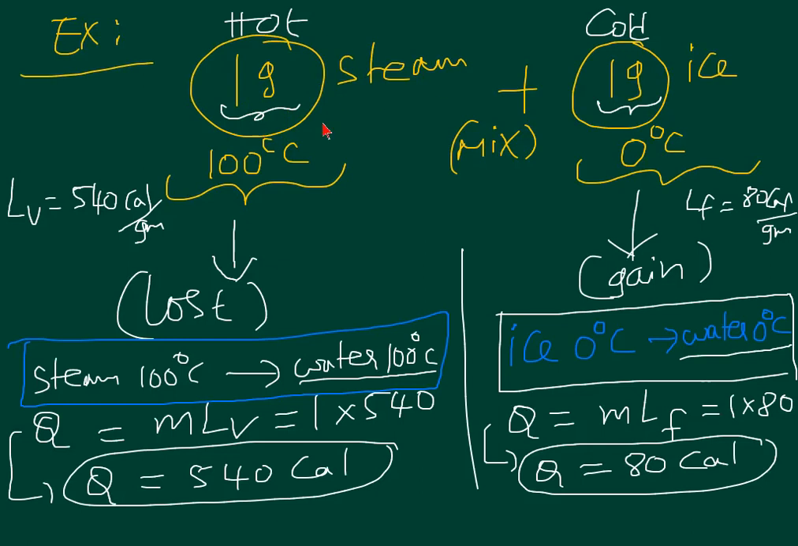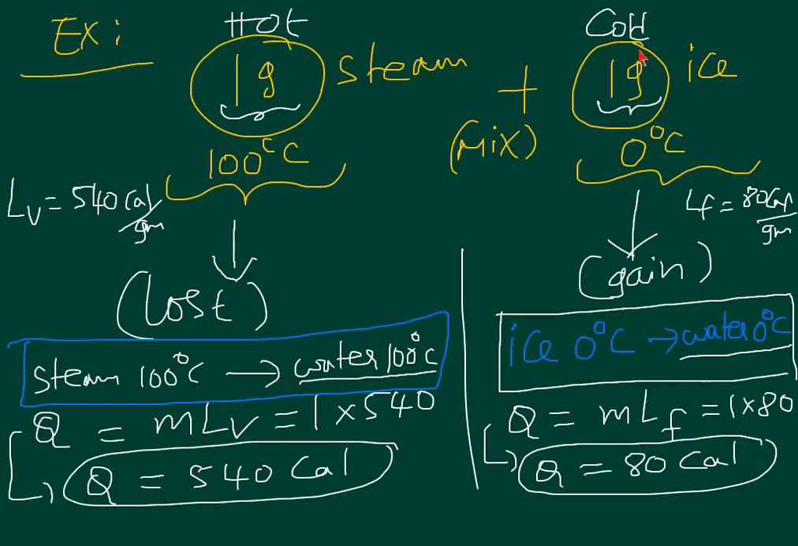1 gram of steam. Steam is at 100 degrees centigrade. First, we check how much heat is lost by the hot body in one step. One step means steam at 100 losing heat will convert to what? Water at 100. So the formula for conversion of state is mL_v, 1 into 540 calories.